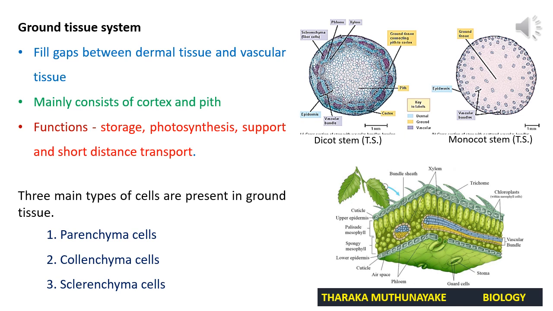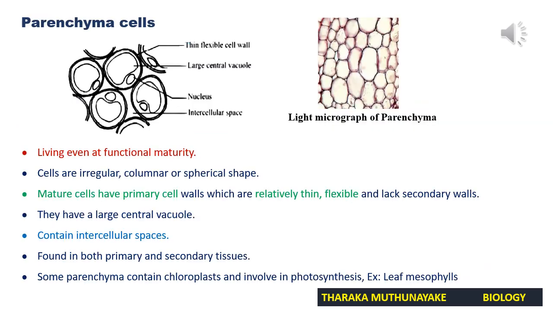Okay. Then 3 main types of cells are present in ground tissue. Those are parenchyma cells, collenchyma cells, and sclerenchyma cells. I think you have heard this in your O levels as well. Now we will move to the first type of ground tissue cells, parenchyma cells. First, we can discuss the structural features. When we are discussing structural features, look at the diagram. I think you have already drawn the diagram in your note. It is important. And also look at this light micrograph as well.